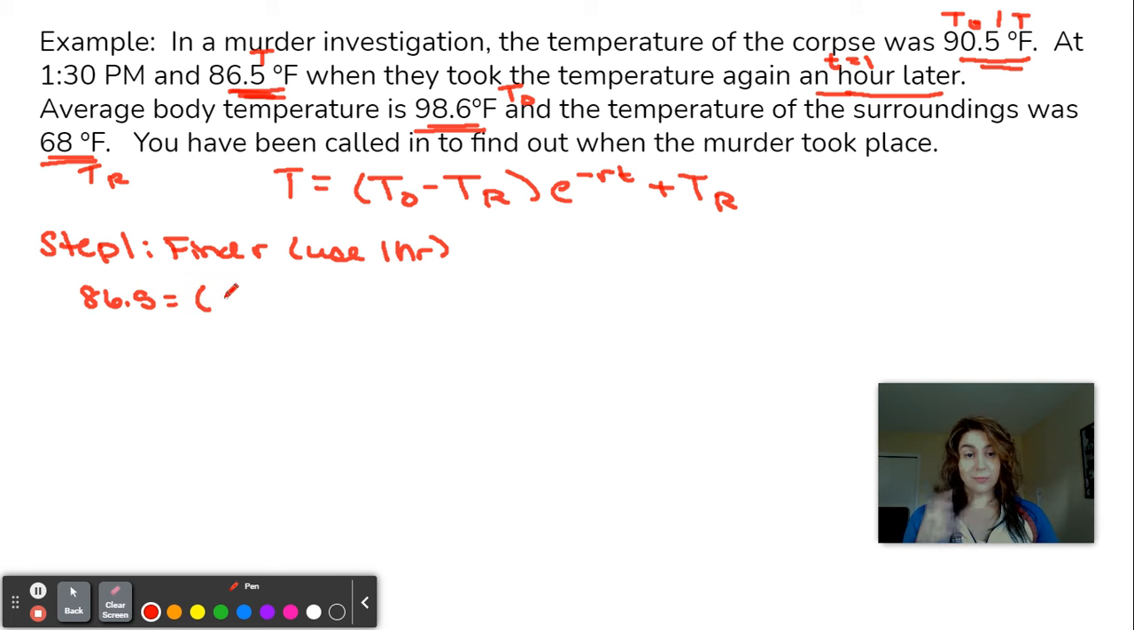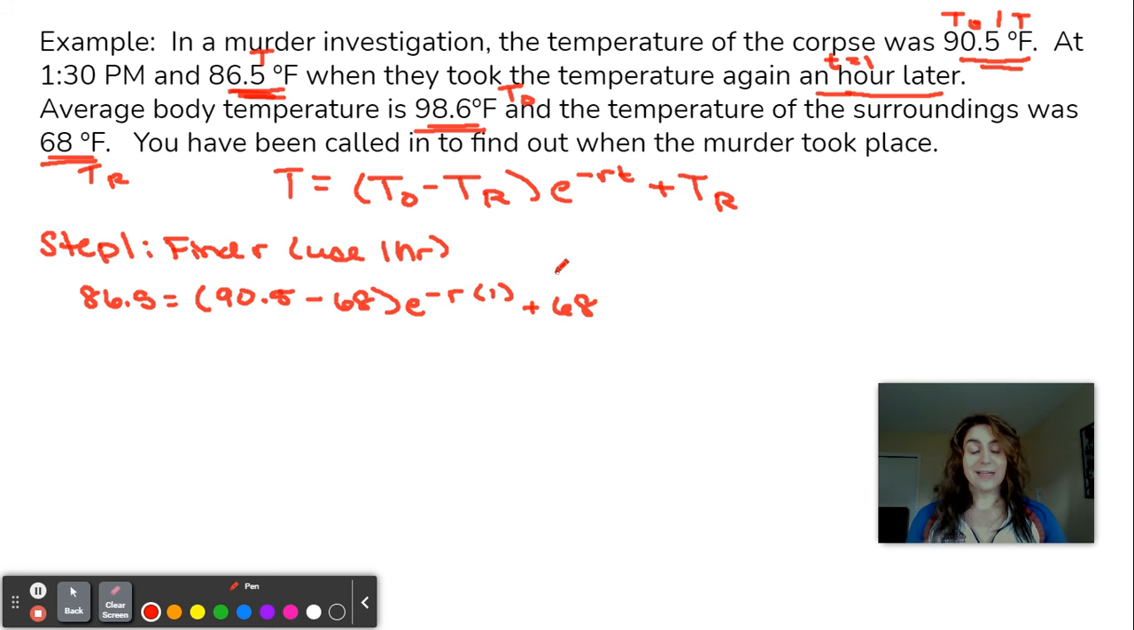Okay. The original temperature in this case was the 90.5 because they took that first, and then an hour later, they took the 86.5. Okay, the room temperature is 68. E to the negative r, time is 1. It was the 1 hour. And then again, our room temperature.